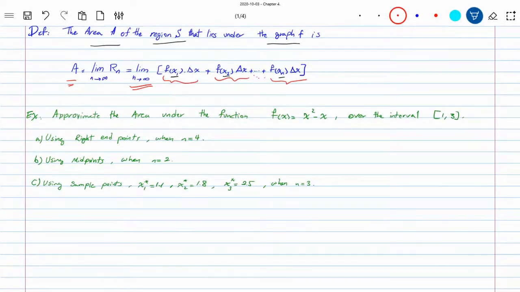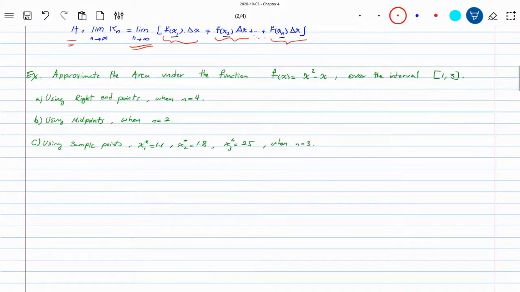So here's an example. I only do one example because it's too many calculations. Let's look at this function x squared minus x over the interval 1 to 3. You don't need to graph the function, but it helps to make sense of it. If you replace 1, you get 0. If you replace 3, we have 3 squared minus 3, which is 6. The curve is a parabola, so it kind of looks like this. This is the function f.